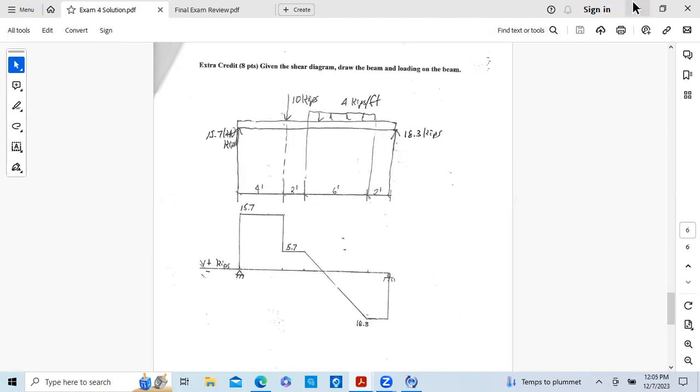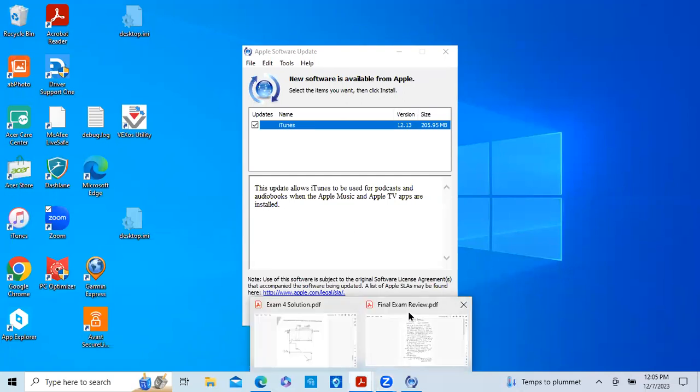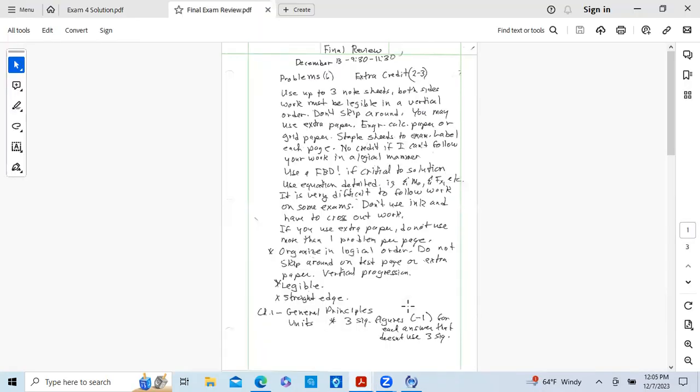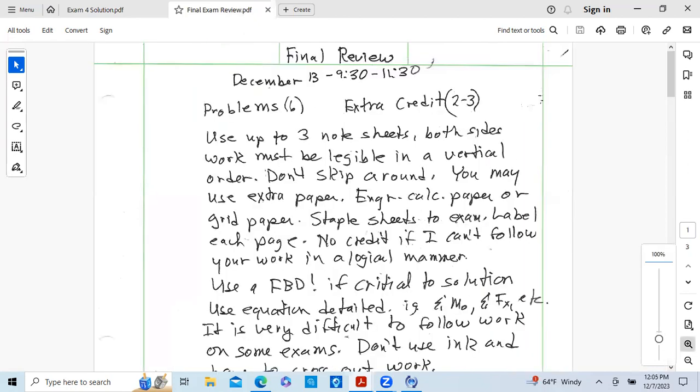So let's look at final exam review. And what I'm going to talk about is extremely important. So, and this is posted online, but I say some things that aren't written on here. So these are important.